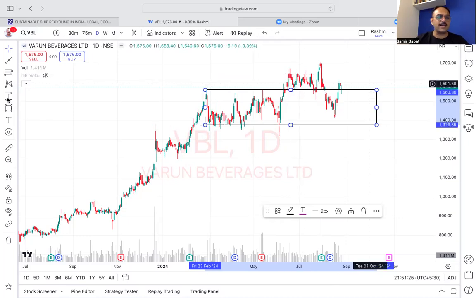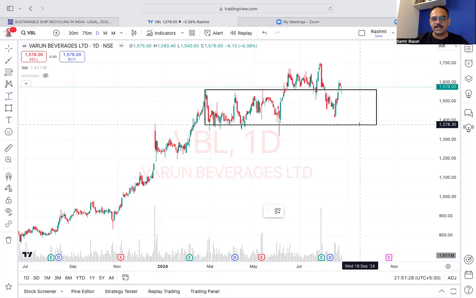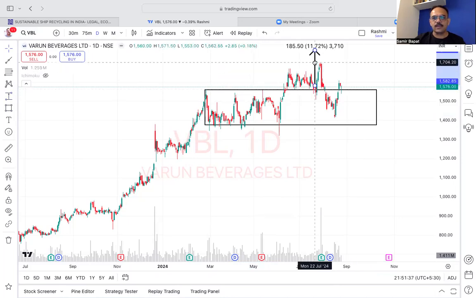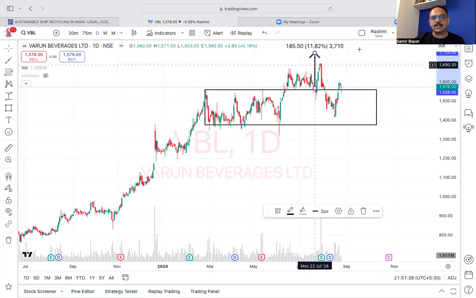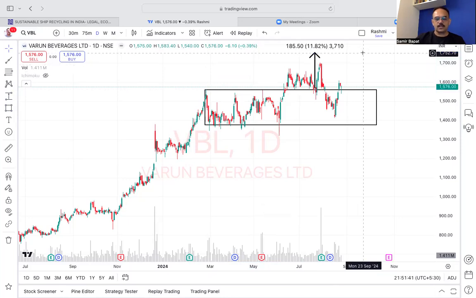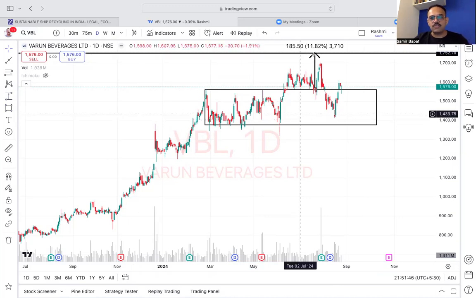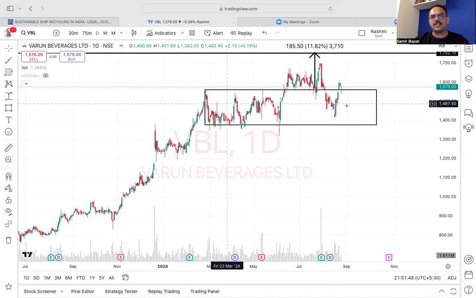What is our target? If we are looking at this rectangle, if we take from here to here, our target is here. This is our target, okay, in Varun Beverages. Fine. Anil Sharma, okay. So Anil, this is okay. So this is our target as per this consolidation.